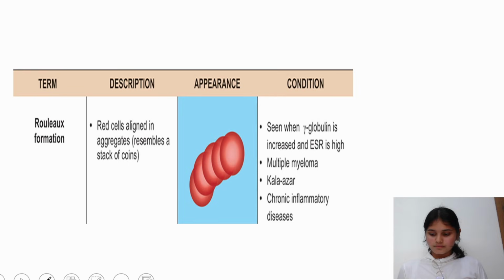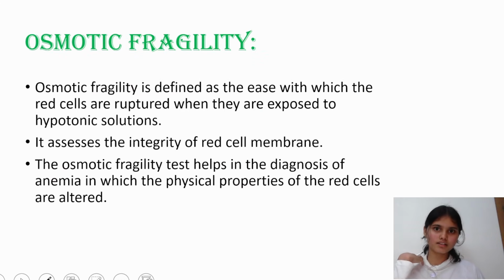Now, this rouleaux formation, this is what I was mentioning, the coin-like stacked arrangement on each other. They resemble a stack of coins. This is a picture I referred from GK Pal. This is seen when the gamma globulin is increased and ESR is high, as in multiple myeloma, Kala Azar, chronic inflammatory diseases, cancers, etc. This is where you'll see the variations in the ESR. Now, osmotic fragility, that is our last topic, and this has also been asked so many times throughout the year.